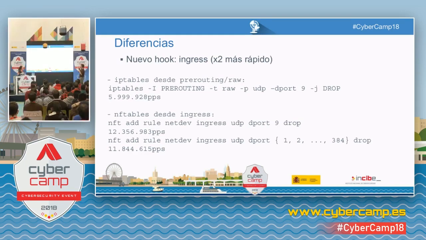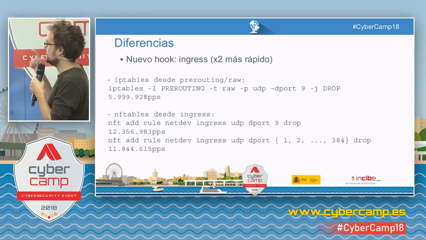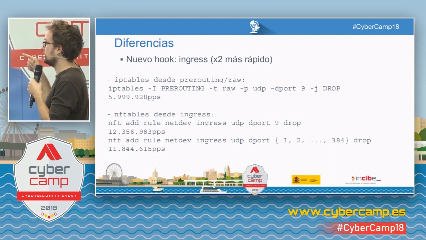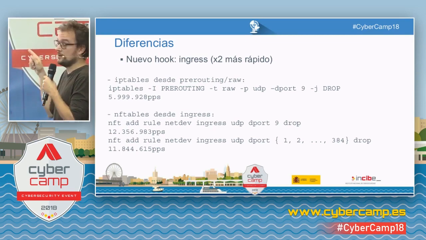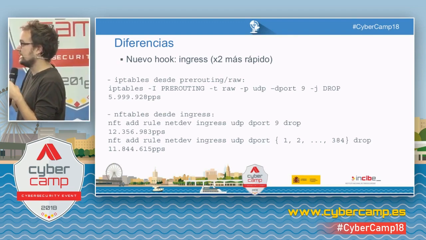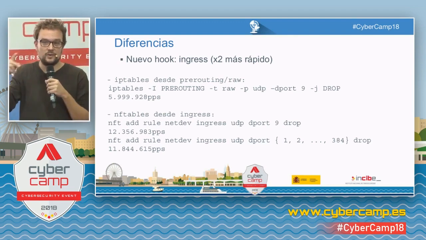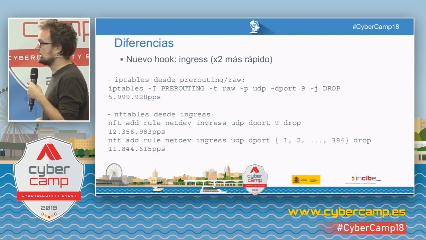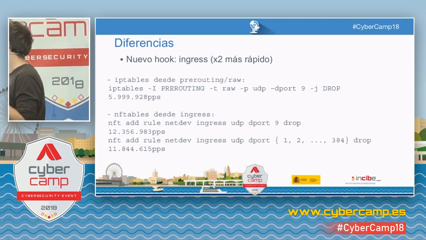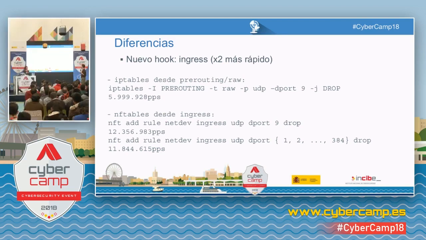Ingress, yes, this is some information on the new Ingress hook. This was a tiny benchmark of ours that is pre-routing traffic filtering. And then from Ingress, same rules on nftables, twice as much performance. And then Ingress with a set and a list of ports. And there you see that the set performance is very similar as if it had just one value. Again, another reason for filtering from Ingress.